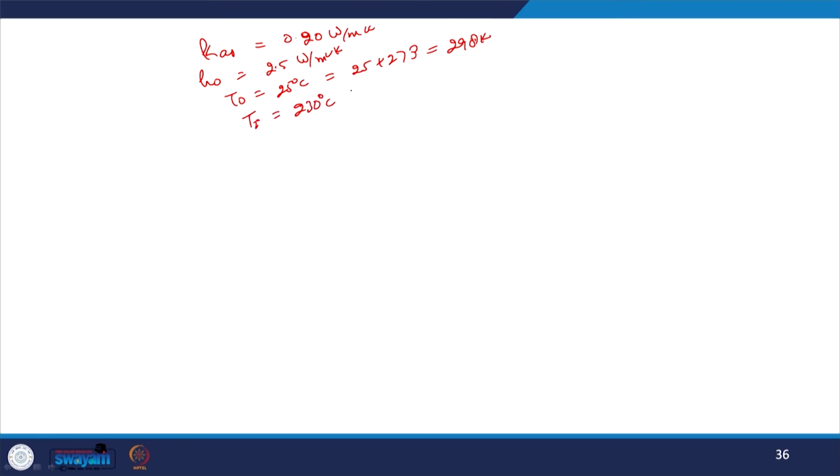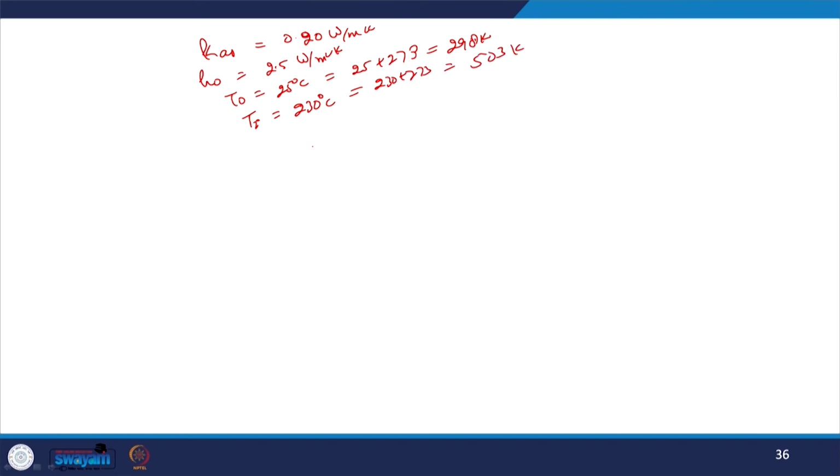So let us solve this problem. It is given that K for asbestos is 0.20 watt per meter Kelvin. H naught is given as 2.5 watt per meter square Kelvin. T naught is given as 25 degrees Celsius, that is 25 plus 273, equal to 298 Kelvin. Ti is equal to 230 degrees Celsius, that is 230 plus 273, which comes out to be 503 Kelvin.